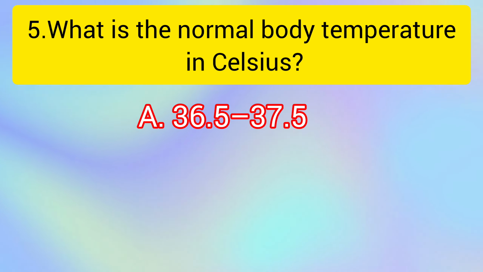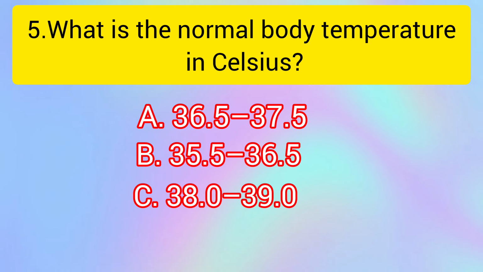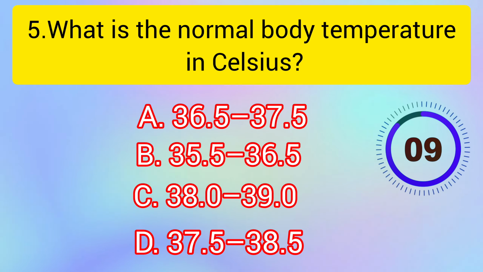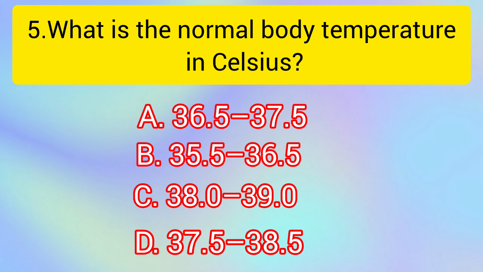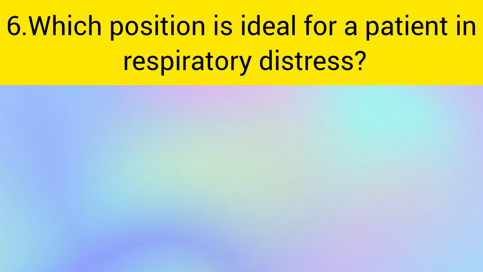5. What is the normal body temperature in Celsius? A. 36.5 to 37.5. B. 35.5 to 36.5. C. 38.0 to 39.0. D. 37.5 to 38.5. Answer: A. 36.5 to 37.5.